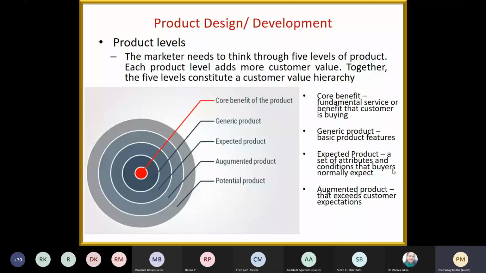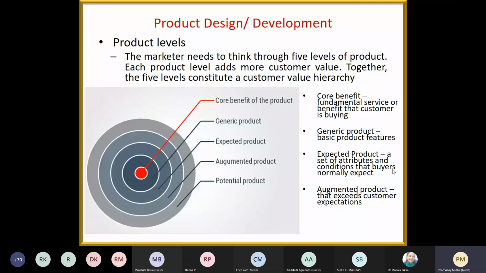Now from the generic product, the next one is what we say is the expected product. Expected product means a set of attributes and conditions that buyers normally expect. Okay, so as I discussed, people now want that I should not get wrinkles on my garment. So wrinkle-free treatment is there. That is what people are expecting. It is not a part of the generic product, but some people expect it to be incorporated. Some people expect that it should have antibacterial finishes. So that is what the expectations of the customers are.